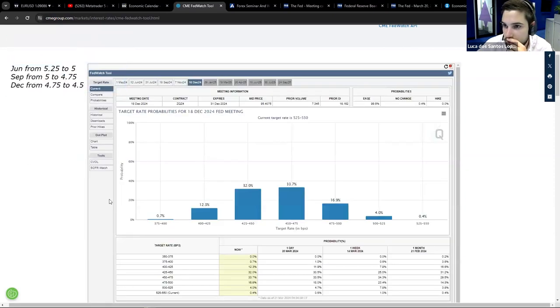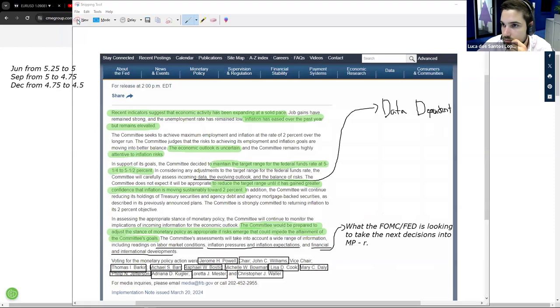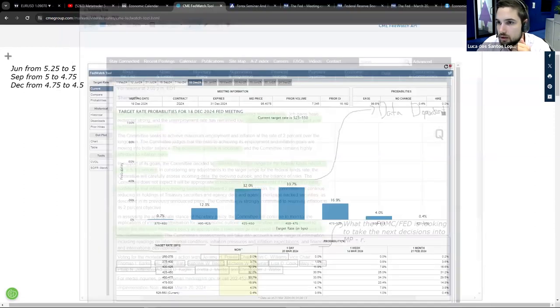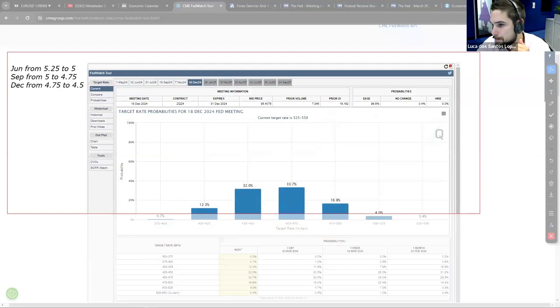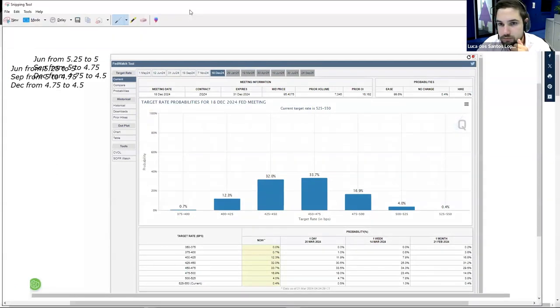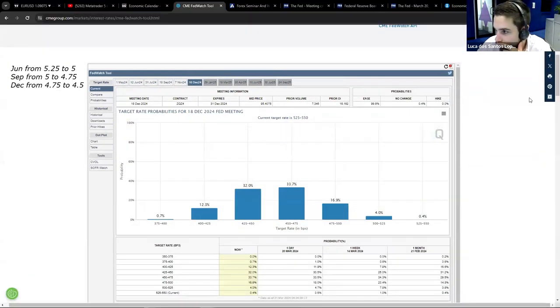So that's exactly what I'm looking for. And let me take a screenshot of that. Oh, my computer just lagged. Okay, there we go. So this is what I'm looking for. Do you guys have any questions regarding this, or is it all good?